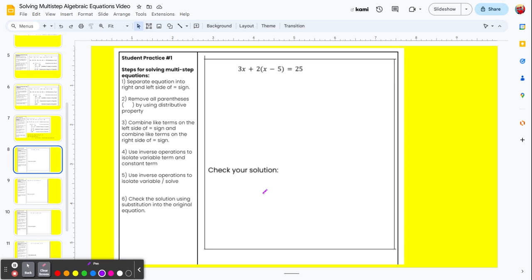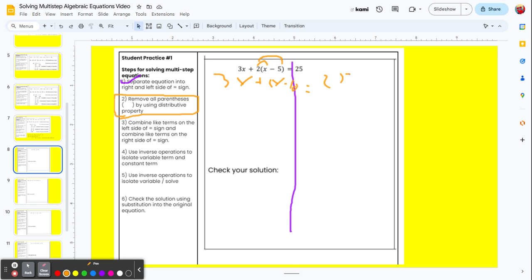This time I'll write it on the screen so you see as we're going. It's all on one slide here. So separate the equation into the right and left side. We're going to just draw that line right down the middle here. That's the first step. Next step, we want to remove the parentheses if they're in the equation. In this case, we had just one set of parentheses. So we're going to do 2 times x and 2 times the negative 5. So we're going to have here 3x plus 2x minus 10 equals 25.